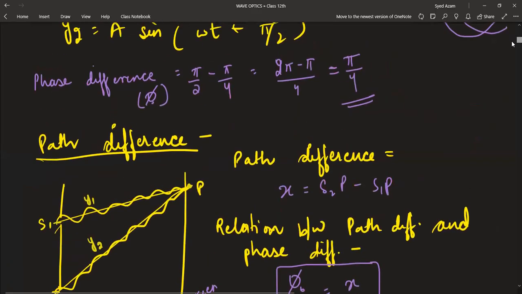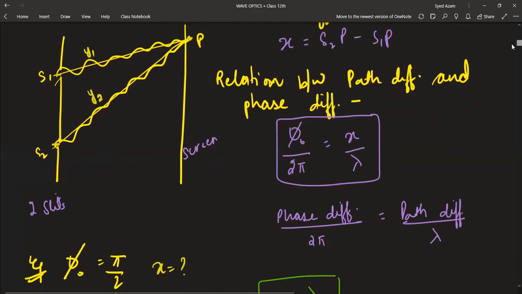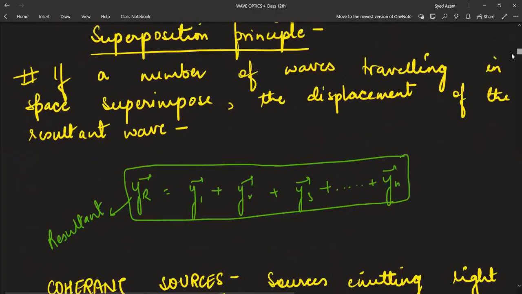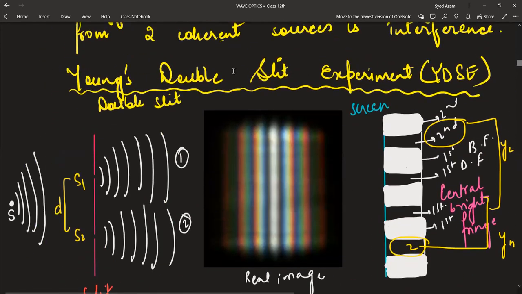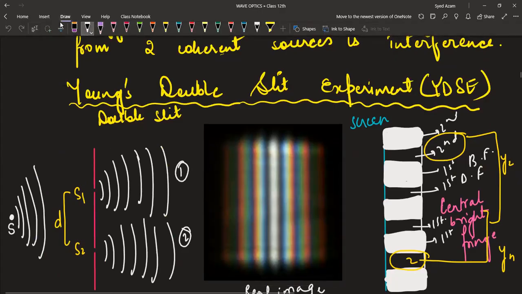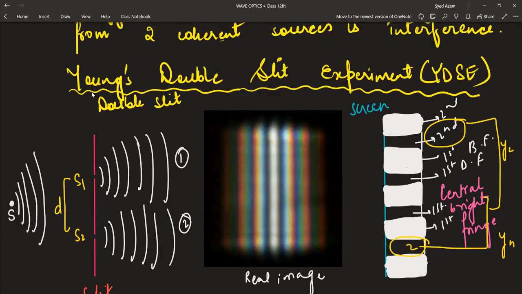The phase difference: we've seen how to calculate the phase difference, and then how to calculate the path difference from the phase difference. So this formula should be at your fingertips, that phi naught by 2 pi is equal to x by lambda. This we had seen. Superposition is there. And then Young's double slit experiment we have completed. This is also one of the most important topics from your chapter of wave optics.